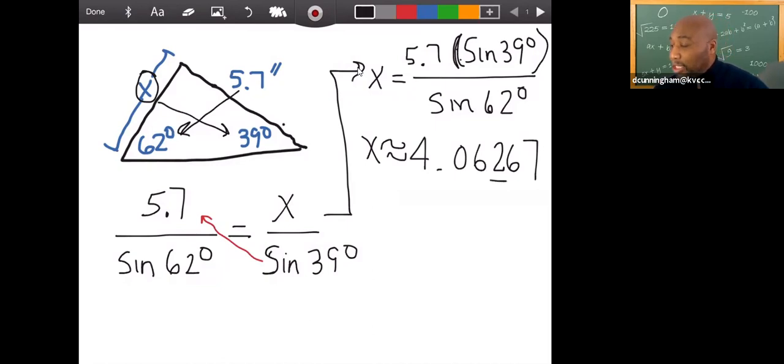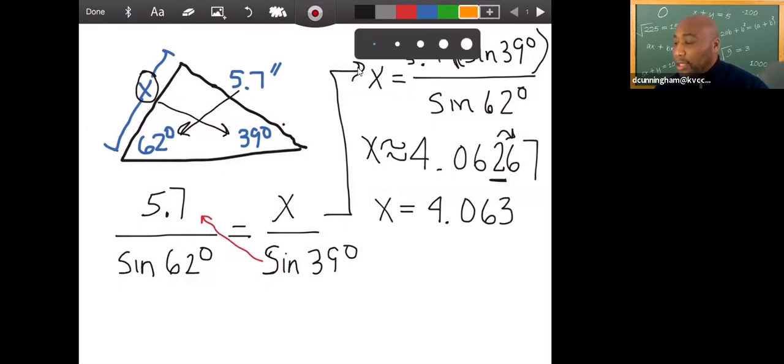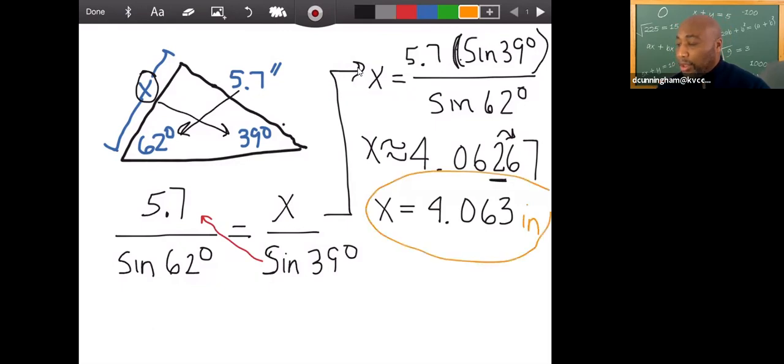Now, in our case, we want to round off to 3 decimal places. So here's our 3rd decimal place. In order, we have to look at the 4th, since that 6 is greater than 5. I'll say X would equal 4.063. That 2 will become a 3. And since that's my answer, and this is inches, I will circle that.